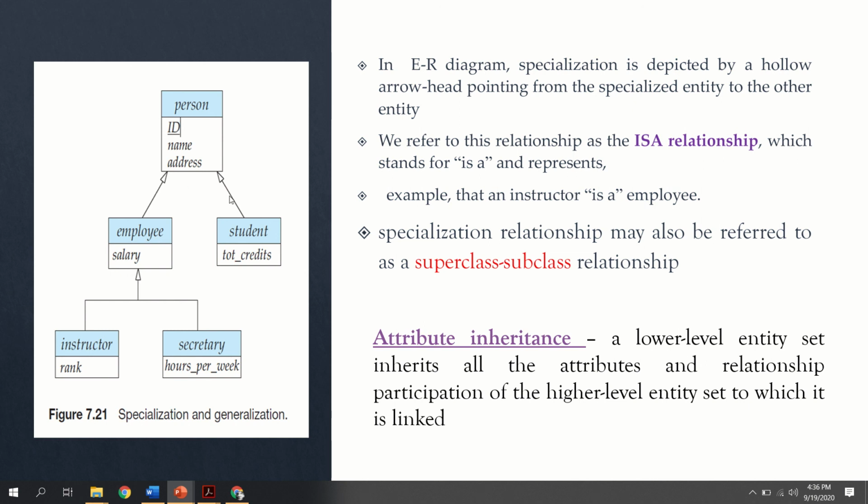Overlapping specialization is normally denoted by two separate arrowheads. Disjoint is done by a single arrowhead to the top-level entity.